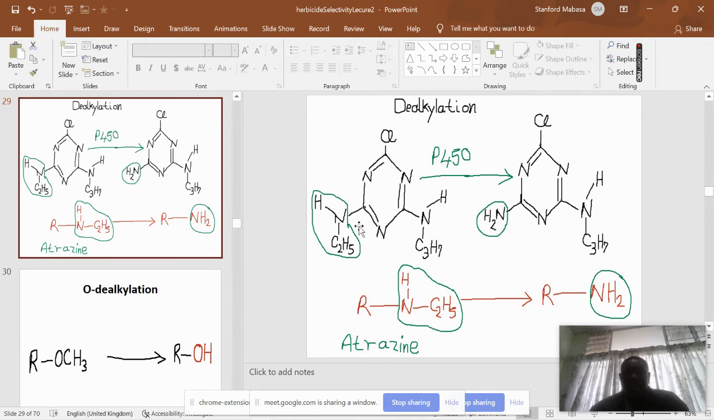N-dealkylation means altering or removing this group at the position N. Or we can simplify it like this, where we convert the whole thing to RNH2. This will be atrazine. Then when it is in this state, it's no longer toxic.